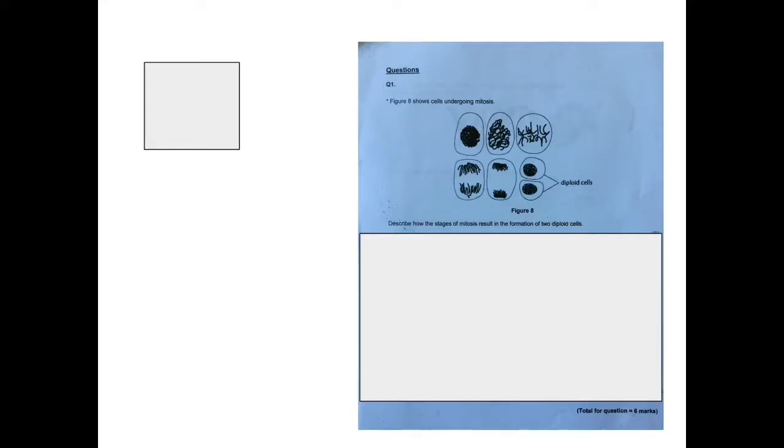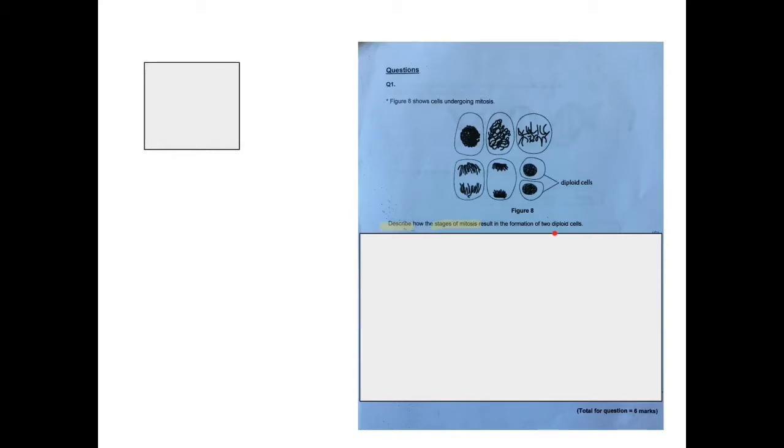Question 1 asks you to describe how the stages of mitosis result in the formation of two diploid cells. This is quite a loaded question, but if you focus on the important words, it's actually very straightforward to answer. Effectively, it's saying describe the stages of mitosis. There's nothing unique about the formation of two diploid cells. Mitosis always produces two diploid cells from one parent cell.